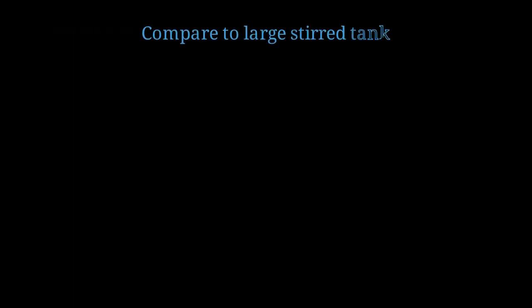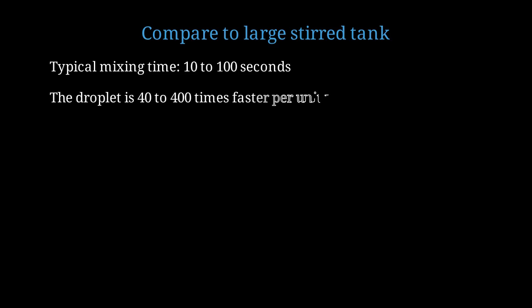Now let's compare this to a large stirred tank. How long does it take to mix a 1-liter tank with a typical stir? For a 1-liter tank, with a typical magnetic stirrer or impeller, mixing times are typically 10 to 100 seconds, depending on viscosity and stirrer speed. So the tiny droplet mixes 40 to 400 times faster per unit volume than the large tank. This is the heart of the paradox.